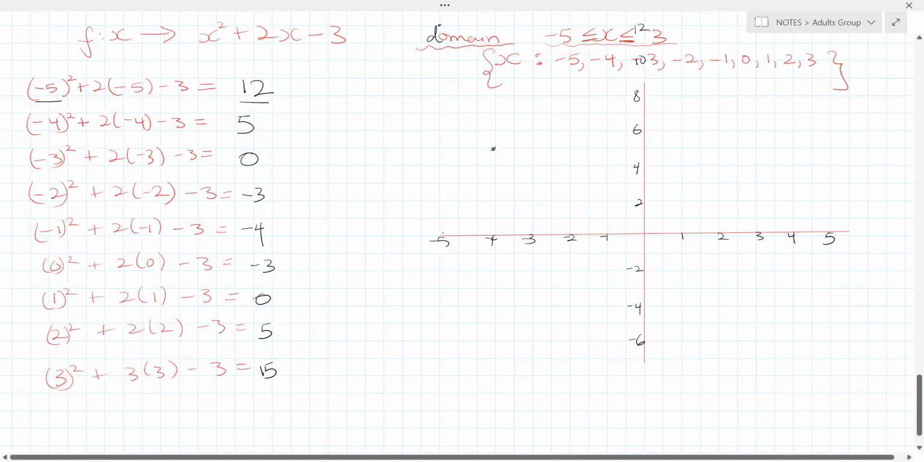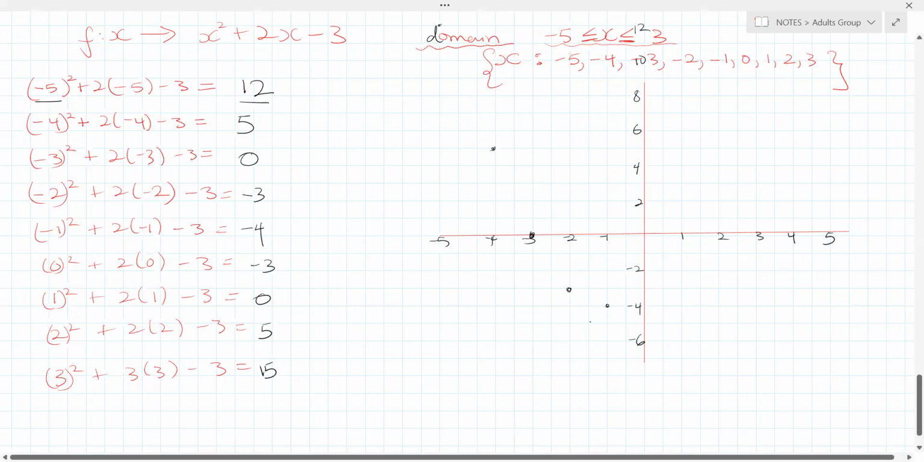Next one is -3, 0. So that's here. -2, -3. So that's here. -1, -4. So that's here.